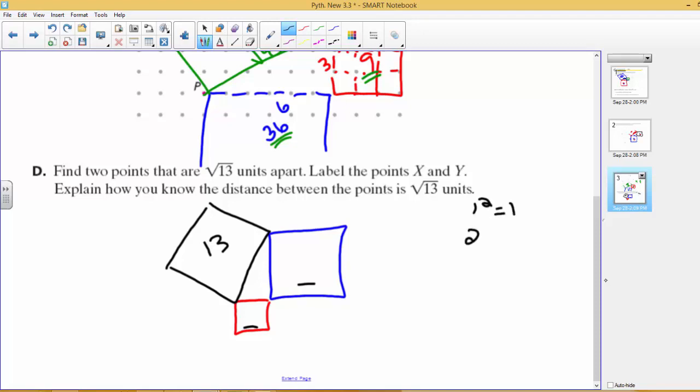1 squared is 1, 2 squared is 4, 3 squared is 9, 4 squared is 16, 5 squared is 25. Are you seeing what I'm seeing? 9 and 4. So a square area of 9 and a square area of 4 give you a tilted square area of 13. Therefore, a triangle that is a 3 by 2 will give you a hypotenuse, a diagonal length of the square root of 13. So go ahead and fill out how you know the distance between the points is the square root of 13.